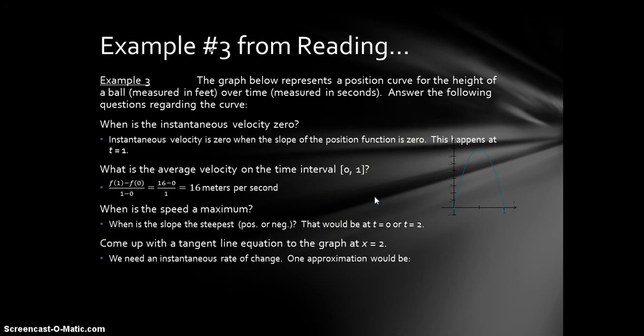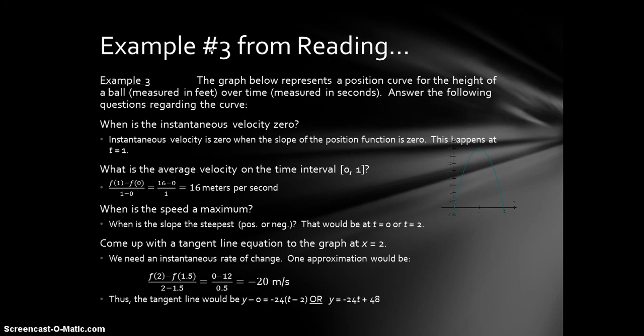So, next part. Come up with a tangent line equation to the graph at x is equal to 2. In order to do this, we need an instantaneous rate of change. So one approximation would be trying to find out what the height of the ball is at time 1.5. And at time 1.5, our height is 12, approximately. All right, so we use that along with our f of 2 value, which is 0. We get an instantaneous rate of change approximating it with an average rate of change.